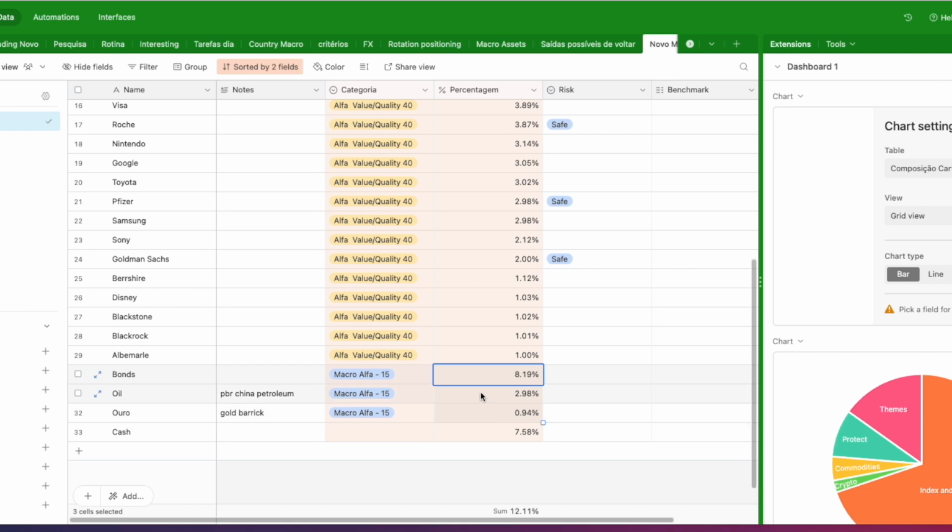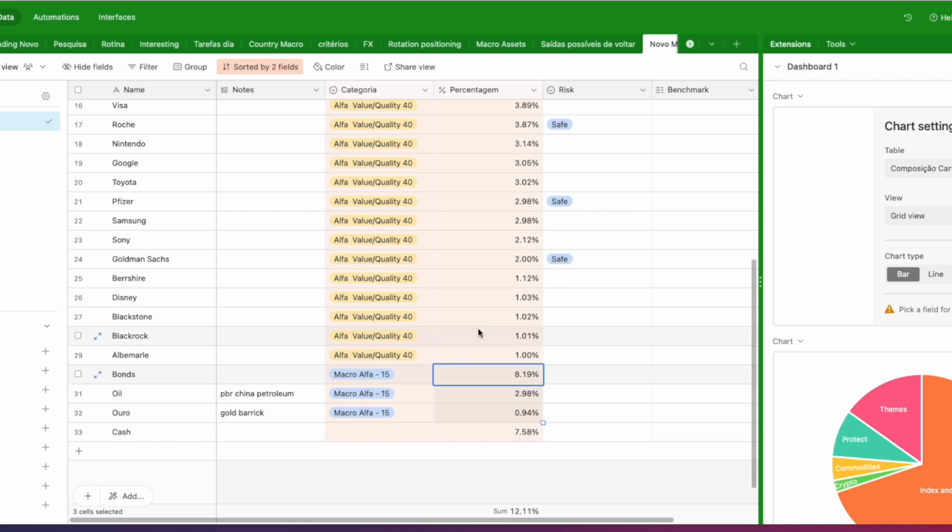Another component is what I call macro alpha, where I put my macro ideas, and I have 12% and in the model 15% as my perspective that I should have at the present moment. There's a difference between the model and the actual percentage, mainly because I have 7.58% in cash reserves.